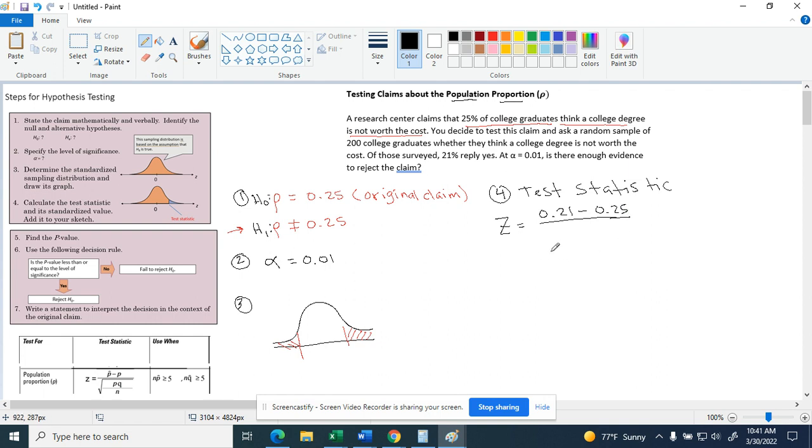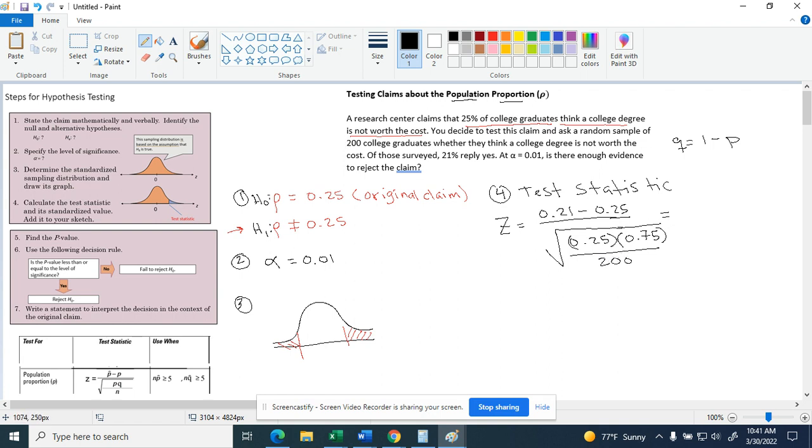And then divided by the square root of P, which we already know, 0.25, times Q. Now, how do you figure out Q? Q is 1 minus, let me write that here, Q is 1 minus P. So since you already know P, 0.25, 1 minus 0.25 is 0.75. All of this divided by n, and n is the sample size. How many participate in the survey? You can see here is 200.